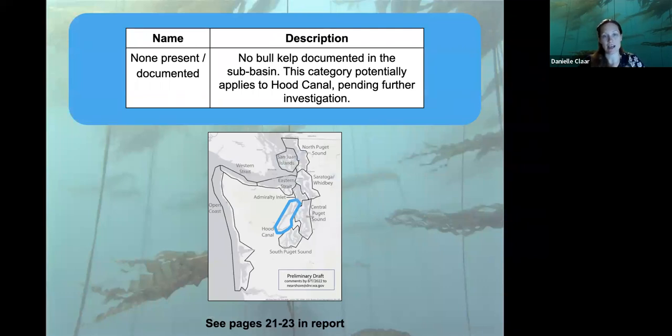And then finally, the last one, going back to an easy one, this is saying that there are no kelp beds present or documented. And as Helen mentioned, this likely applies to Hood Canal, depending on exactly where you draw the lines for the subbasin. It's something that we'll continue to check up on, but it may indicate that these areas don't need to be considered as strongly when we're looking at kelp trends within the sound. Next slide, please.